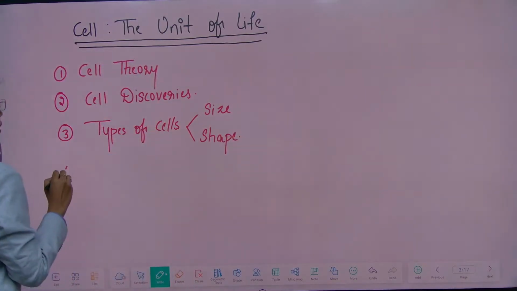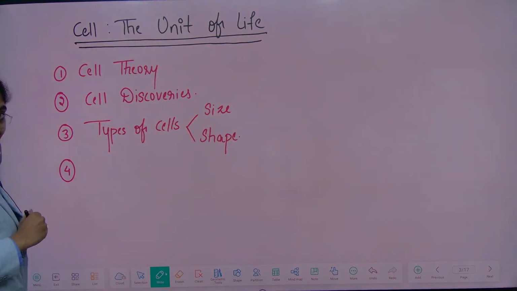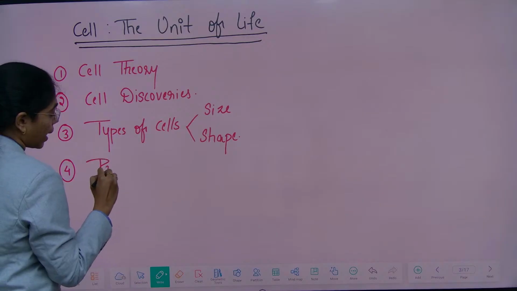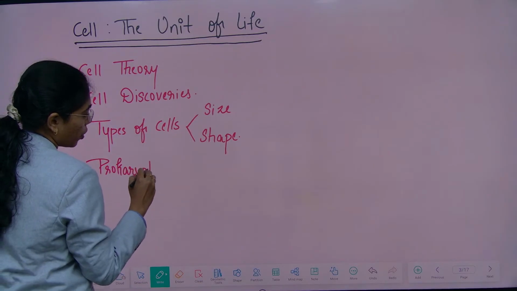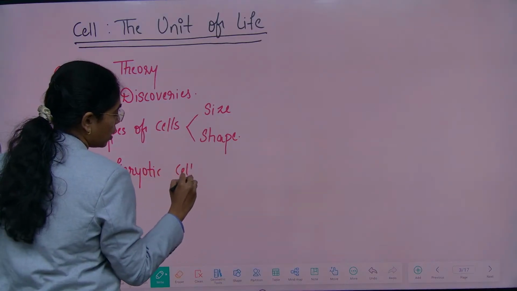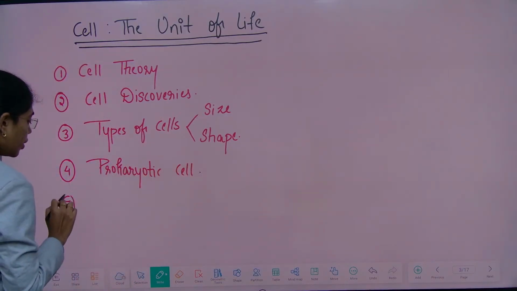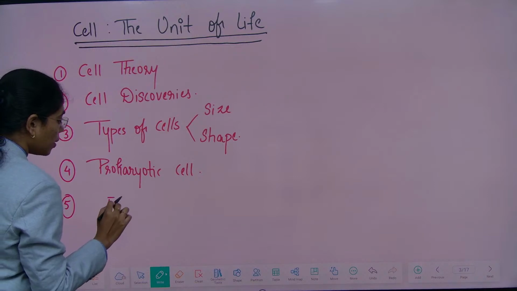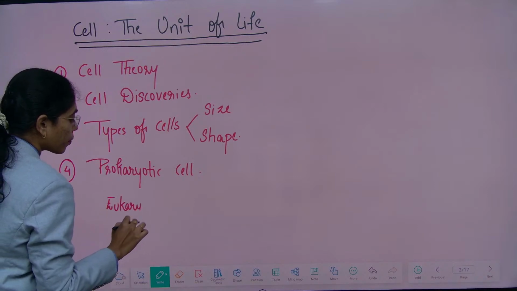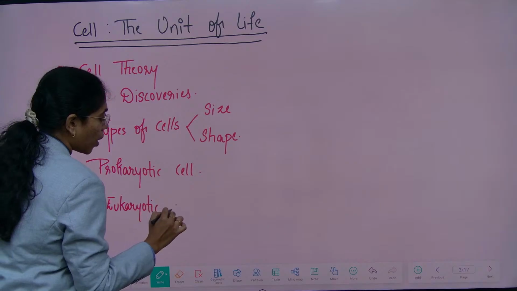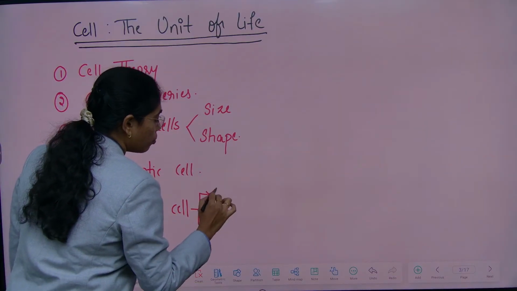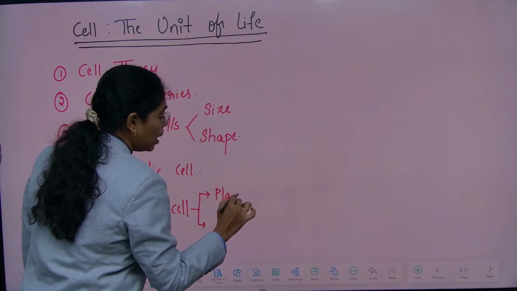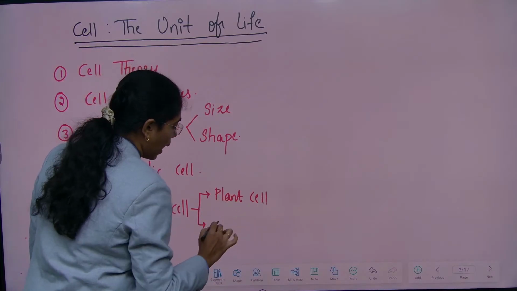And then complete picture of a prokaryotic cell, and eukaryotic cell. From eukaryotic cell, we have to learn both plant cell and animal cell.